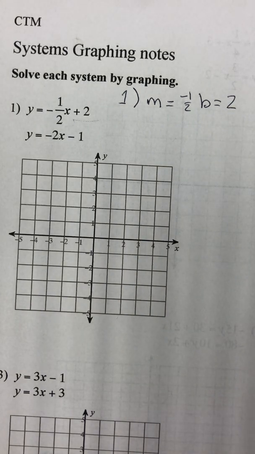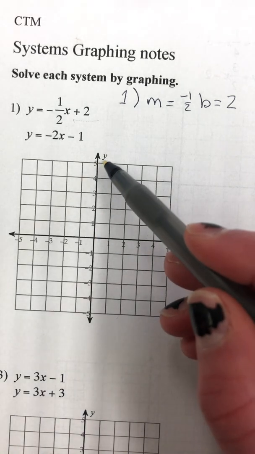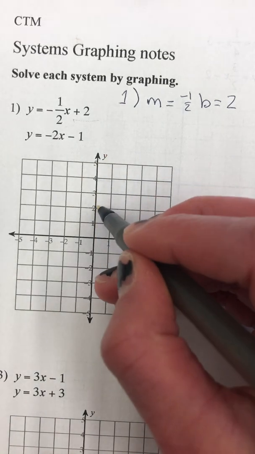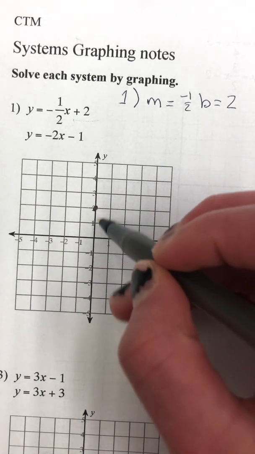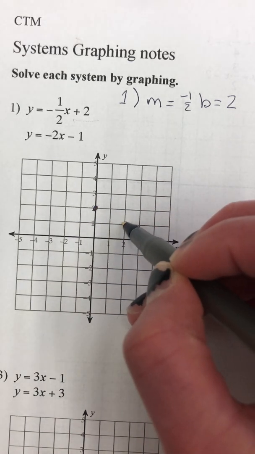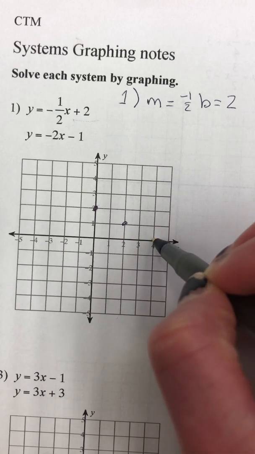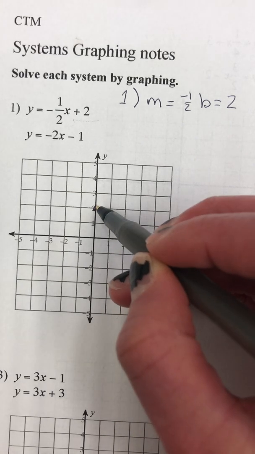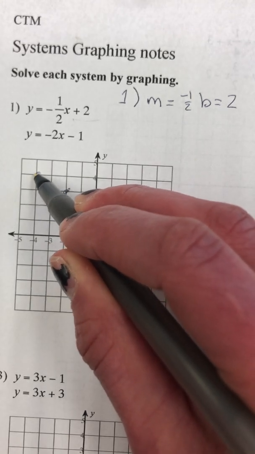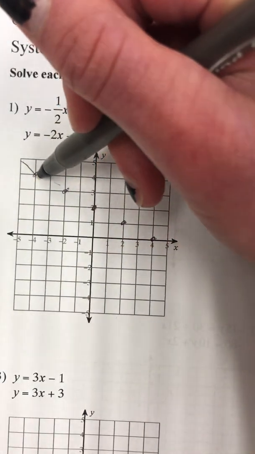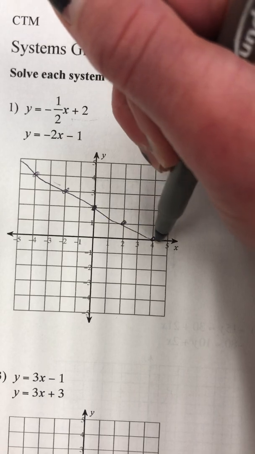We're going to start by graphing this. Again, we start at our y-intercept. We go to the y-axis and go to 2. Our slope is negative 1/2, so that means we're going to go down 1, to the right 2. Down 1, to the right 2. Or we'll go the opposite: up 1, to the left 2. Like that. This is my line.